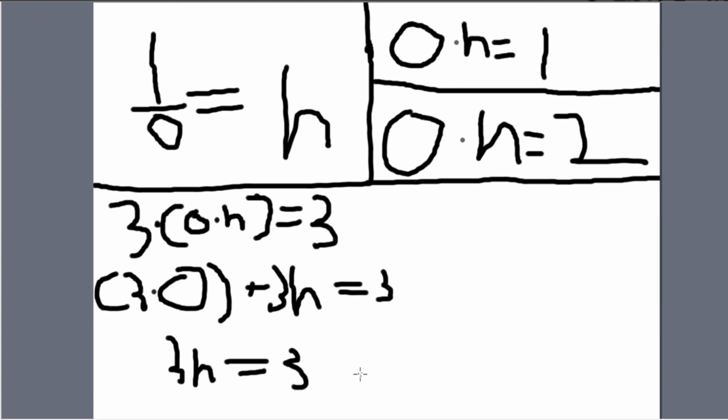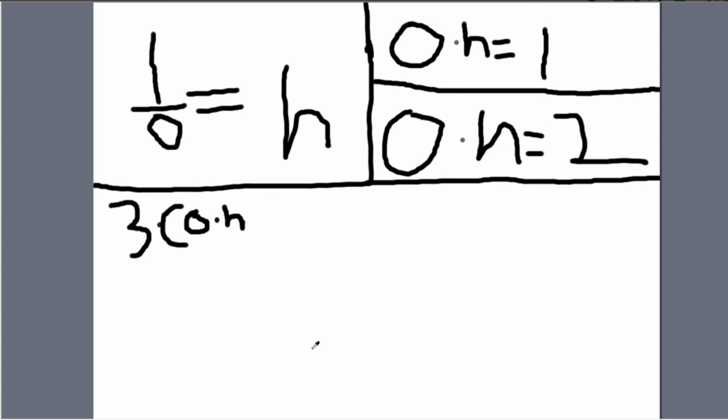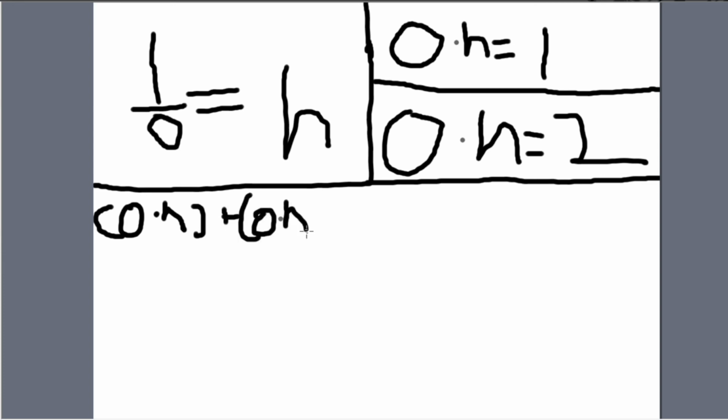Wait, no, I messed that up. Wait. One second. I'm an idiot, alright. So, by the same logic that we used the last time, 0 times h plus 0 times h plus 0 times h equals 3. I tried to find a lazy solution to this. It did not work. This is why you shouldn't be lazy.